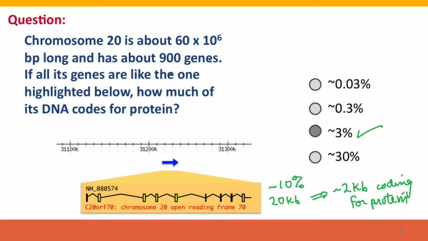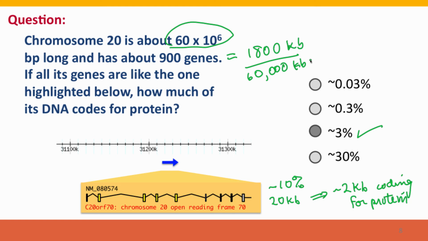There's about 900 genes on the chromosome, and if they're all like this one, as we're assuming, that means there's about 1800 kb, 1.8 million base pairs on this chromosome code for protein. But the chromosome itself is 60 million base pairs, which is 60,000 kb, and that means that about 3% codes for protein.